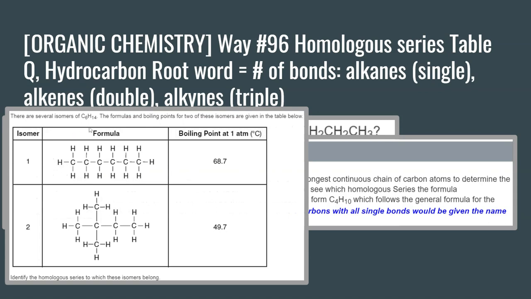Next question. There are several isomers of C6H14. The formulas and boiling points for 2 of these isomers are given in the table below. Identify the homologous series to which these isomers belong.